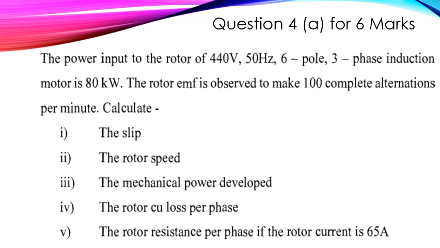The next question is question 4a for 6 marks. The power input to the rotor of a 440 volt, 50 Hz, 6 pole, 3 phase induction motor is 80 kilowatt. The rotor EMF is observed to make 100 complete alterations per minute. Calculate the slip, the rotor speed, the mechanical power developed, the rotor copper loss per phase, and the rotor resistance per phase if the rotor current is 65 ampere.